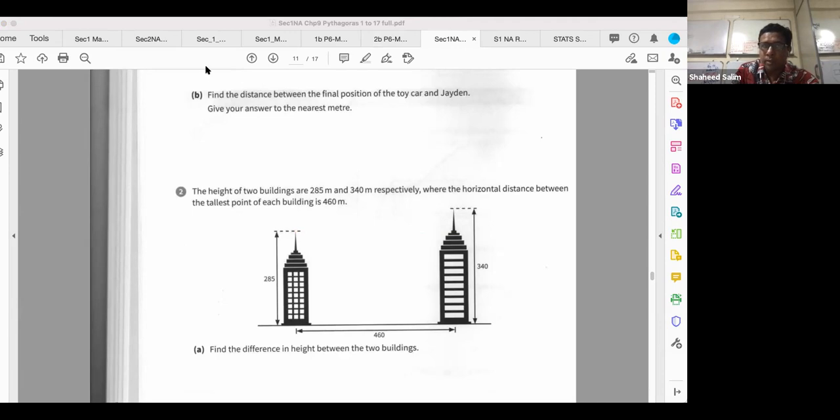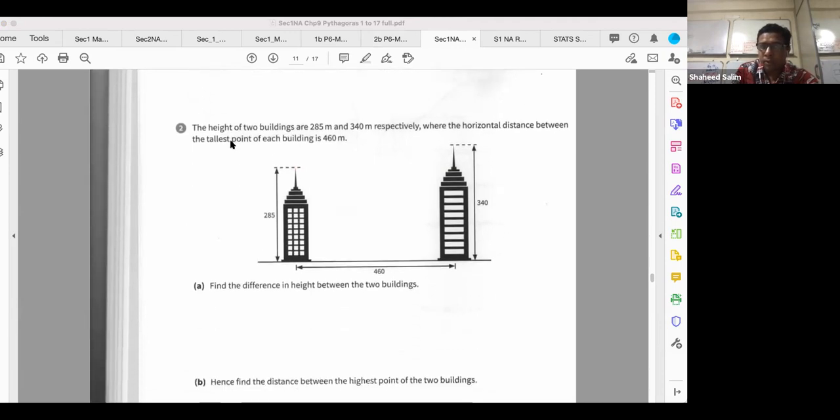You move on to the next question, B. Do you know what the next question is saying? They want you to find the top from here to here. This part, they want you to find this. But remember, you know this already, and this one you know is 55, correct? Can you solve it, please?